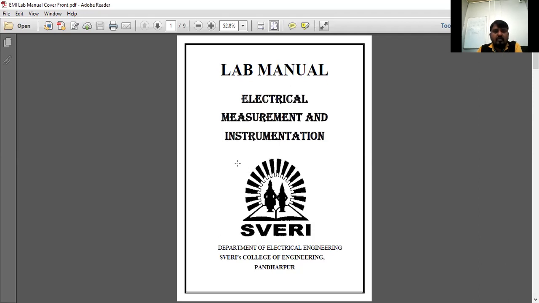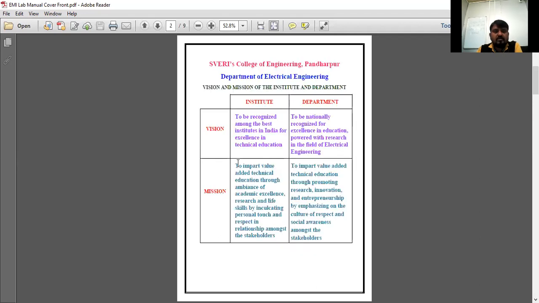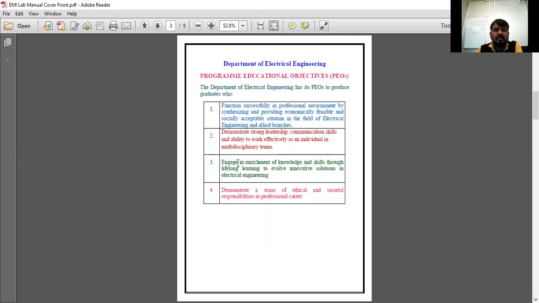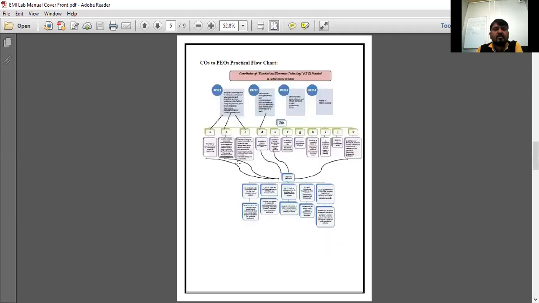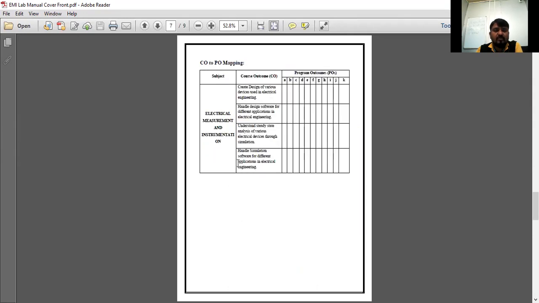Okay, this is the lab manual I'm showing here. It also has the vision and mission, whatever we discussed at the start of the class: the electrical department vision, mission, program educational objectives, program outcomes, and specific outcomes. This one has course objectives, POs, and a practical flow chart for all experiments. See here, the course outcomes for the practical are also there.